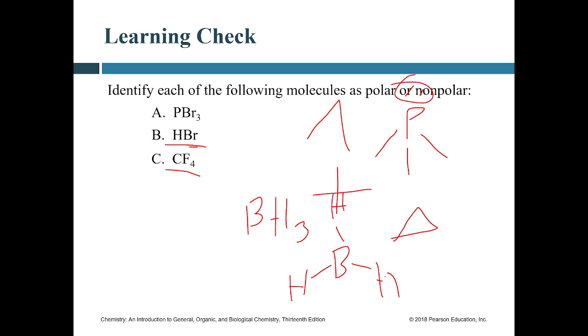This one, the C-F bond, is that bond going to be polar? Okay, what's the most electronegative thing on the periodic table? Fluorine. And carbon is not the most electronegative thing on the table, right? And so it will be polar, bond-wise. Now, will those bonds cancel out?